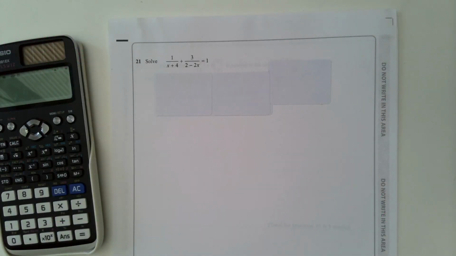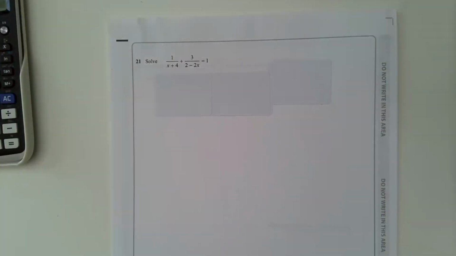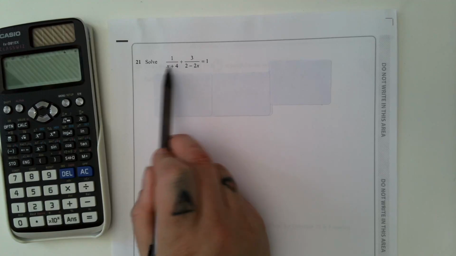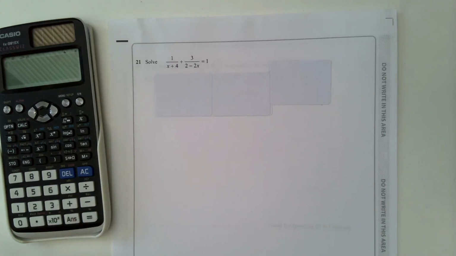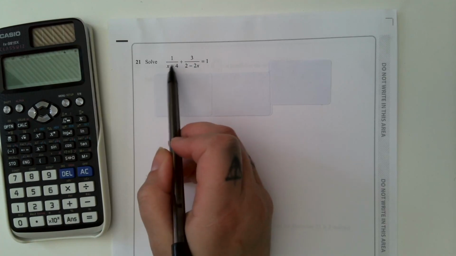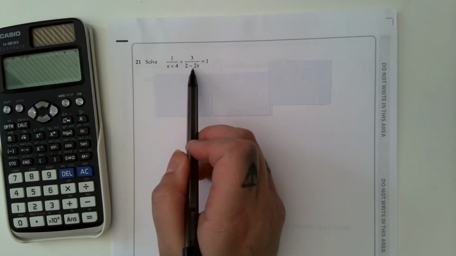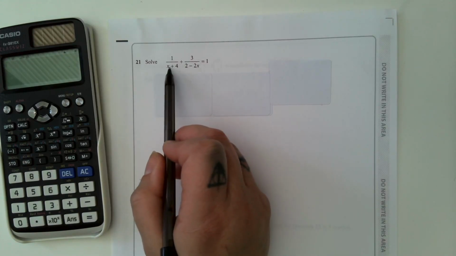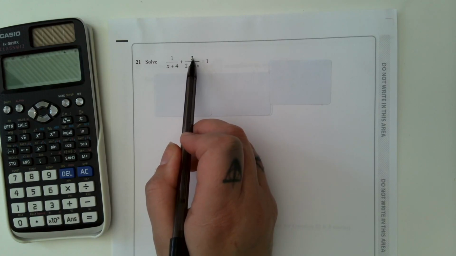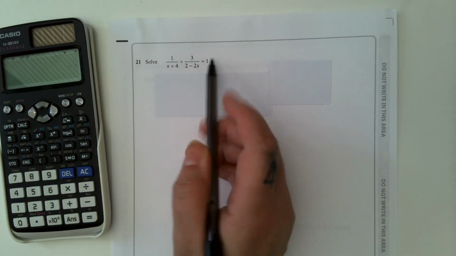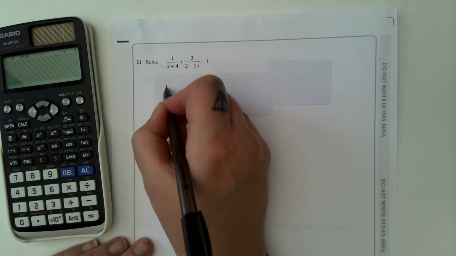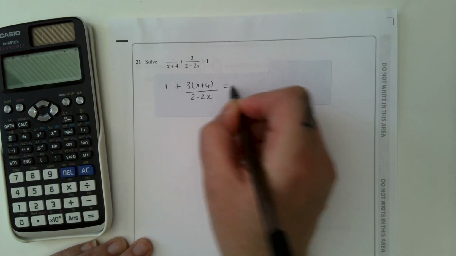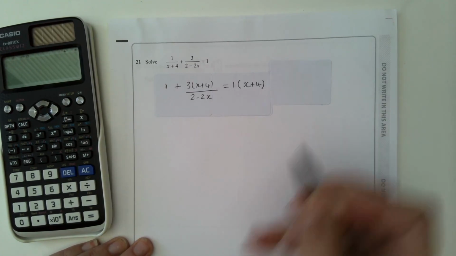Question 21. So we're going to solve this equation that has algebraic fractions. Okay, so what I want to happen is I want to eliminate these fractions on this side. So to eliminate these fractions, I need to multiply by x plus 4, and I need to multiply by 2 minus 2x. Now this is where you need to be careful. When I multiply by x plus 4, that's going to multiply the numerator of this fraction and the right hand side of the equation. Okay, so that would leave me with 1 plus 3x plus 4 over 2 minus 2x equals 1 times x plus 4.